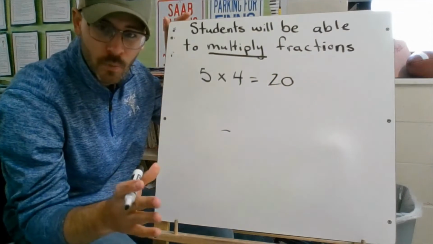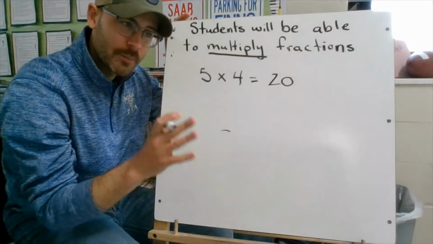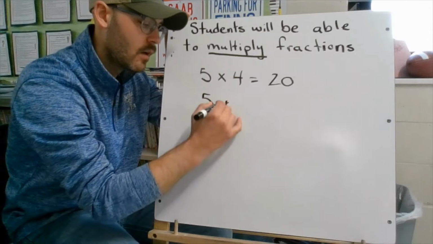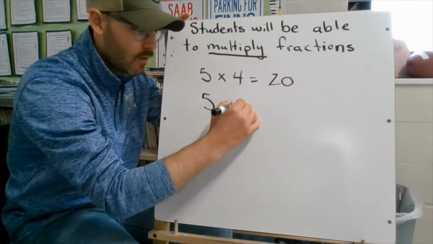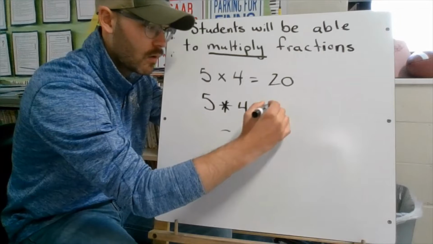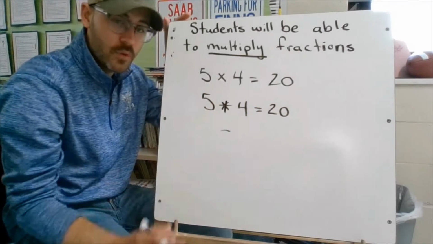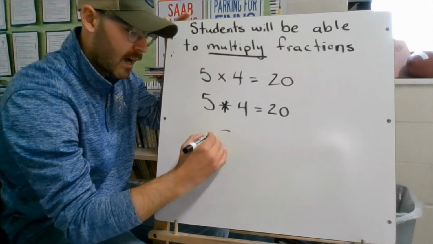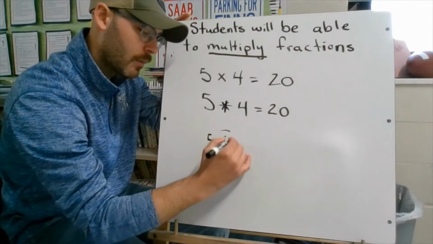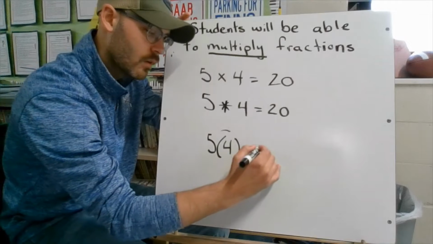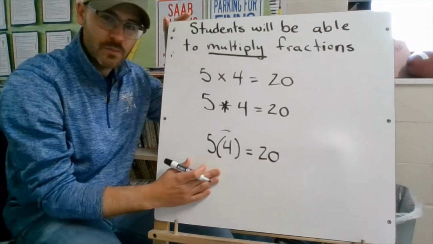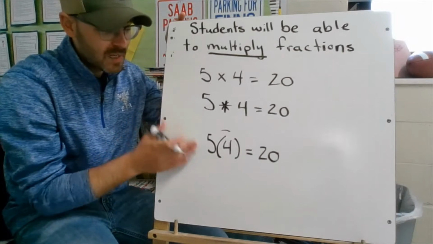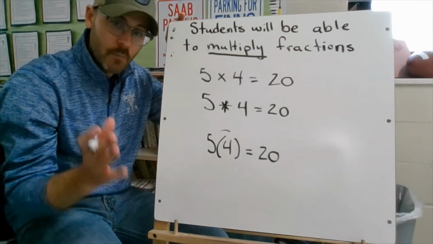I'm going to write it a few different ways just to recap on how multiplication might look. You might see 5 times 4 equals 20. So there's two different symbols that both mean the same thing, multiply. You might also see 5 multiplied by 4 makes 20. And when you get into high school, you'll see this a little bit more often with the brackets like that. But these are three different symbols that mean the same thing, multiply.